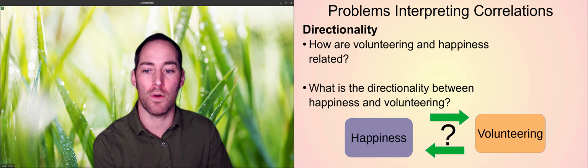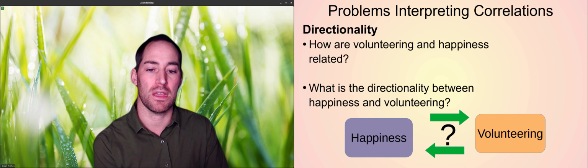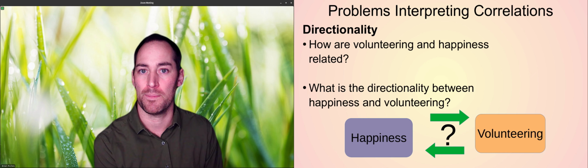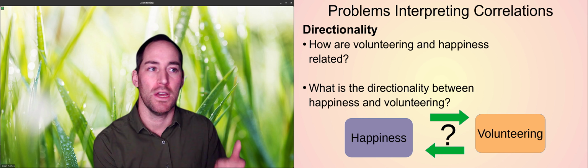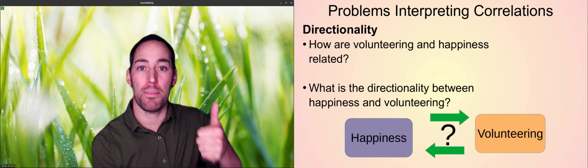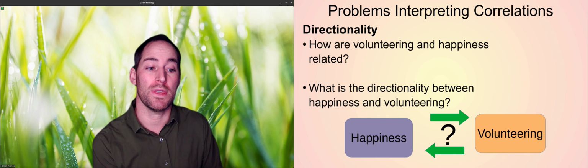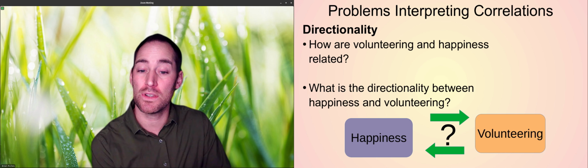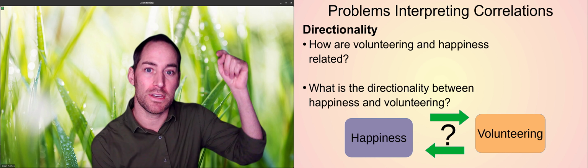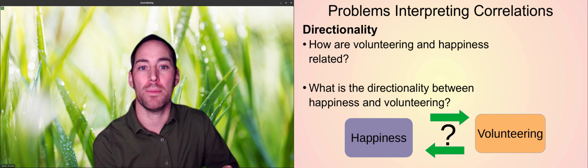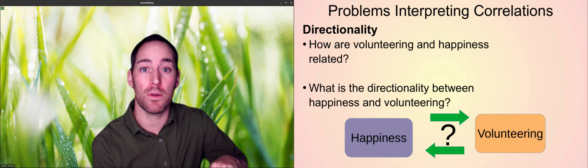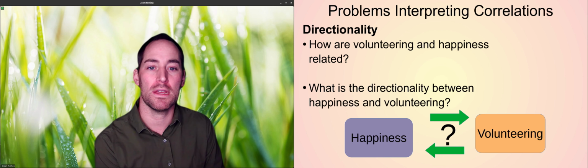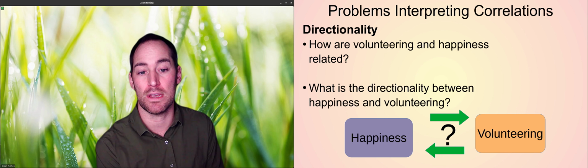So in your own notes, what do you think is the directionality between happiness and volunteering? So by that I mean, do you think as happiness goes up, more people volunteer? Or do you think as people volunteer, their happiness goes up? Or people that don't volunteer, their happiness goes down? Or people whose happiness is already down don't volunteer? What is the directionality of this relationship?